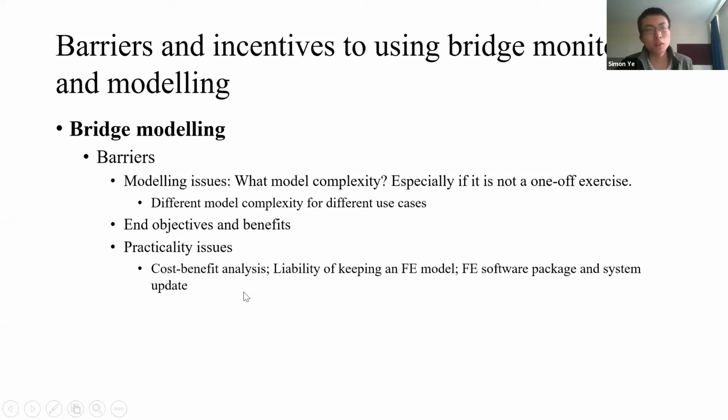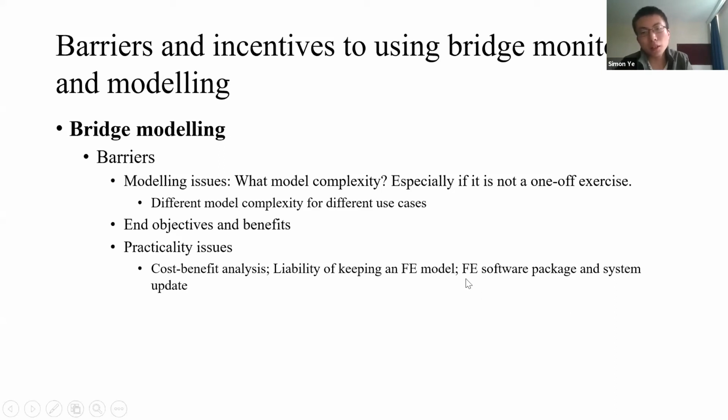The first one is the cost-benefit analysis. This needs to be done to justify the use of bridge modeling. The second one is the liability of keeping an FE model. Bridge owners tend to avoid keeping an FE model with their structure because they see it as a liability issue. If they keep an FE model, then they have a legal obligation to check that the model is correct. Because most bridge owners don't have an engineering team to do that, they try to avoid that risk by saying, I don't want to keep an FE model with me.